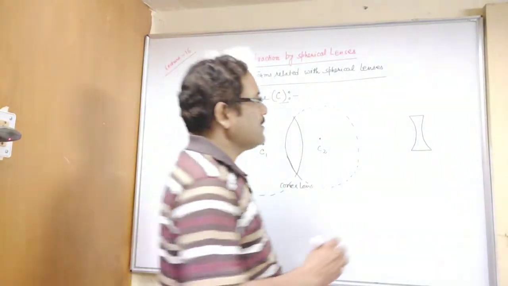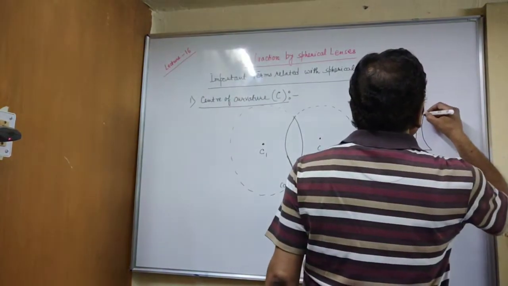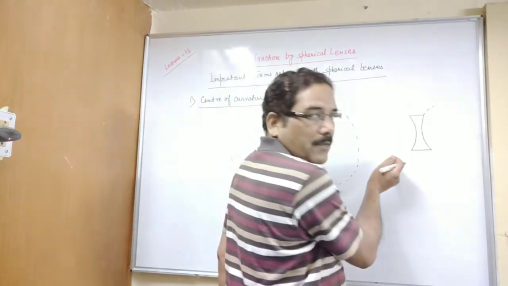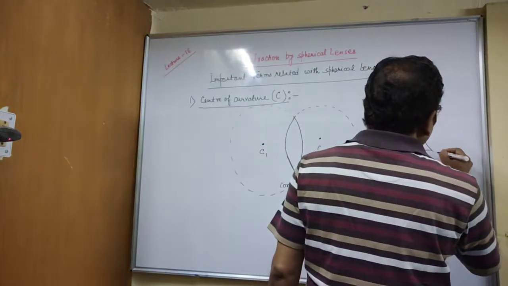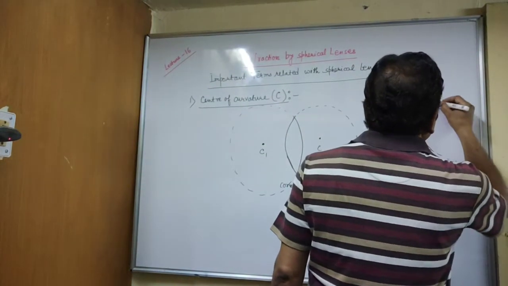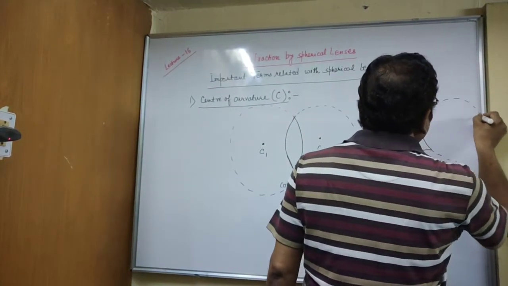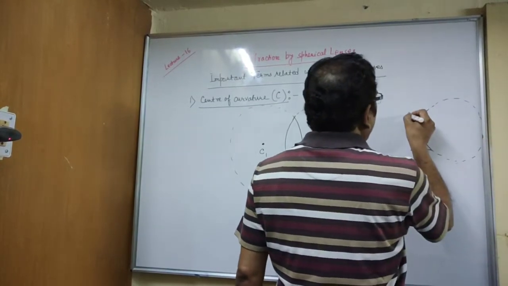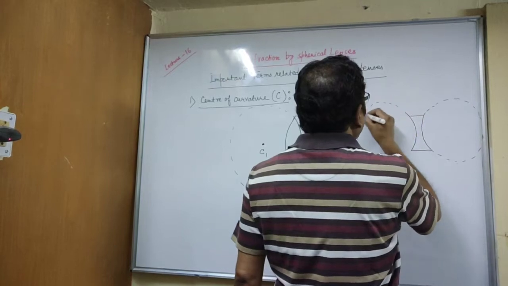This is a concave lens. So we can assume that these two curved surfaces are part of two hollow glass spheres. So okay, like this, and this can be drawn like this.